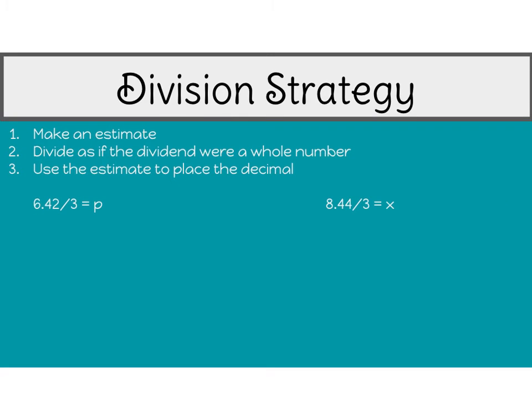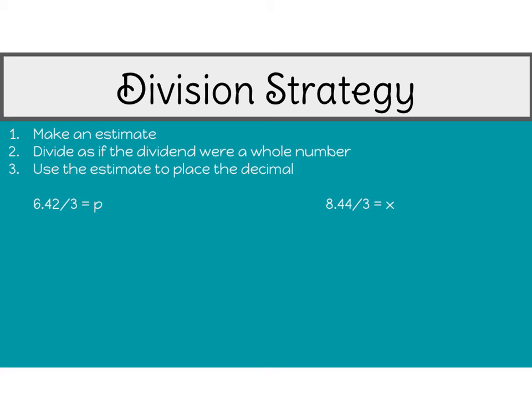I have a couple of examples here today, and we're going to use the steps that I have here at the top to calculate the answer to each one of these problems. So our first step, one of the most important one, is to make an estimate. The second step is to divide as if the dividend were a whole number. And the third step is to use the estimate to place the decimals. So again, this is very similar to multiplying decimals. So let's get started.